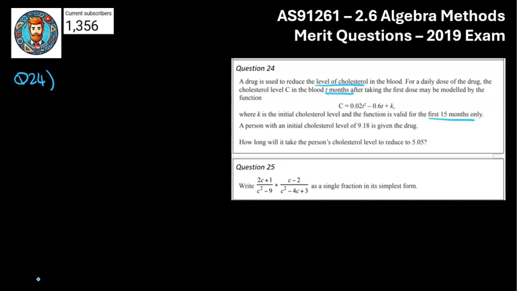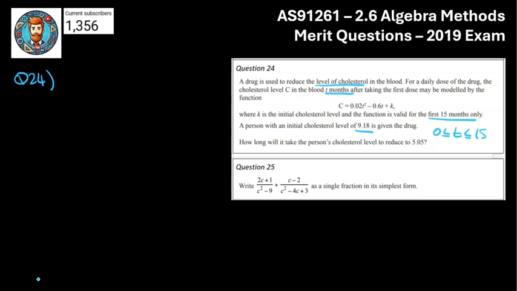The function is only valid for the first 15 months, so it's only valid for T between 0 and 15. So if we get a value for T that exceeds 15, like 25, 30, whatever it might be, we know that might be potentially a false answer. A person with an initial cholesterol of 9.18 is given the drug. How long would it take for the cholesterol to reduce to this?